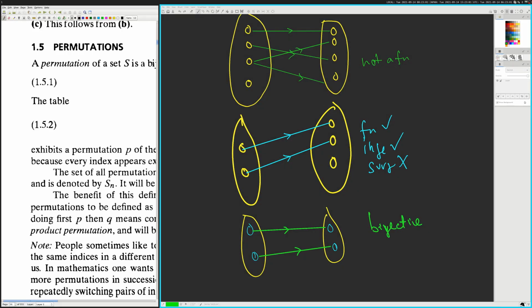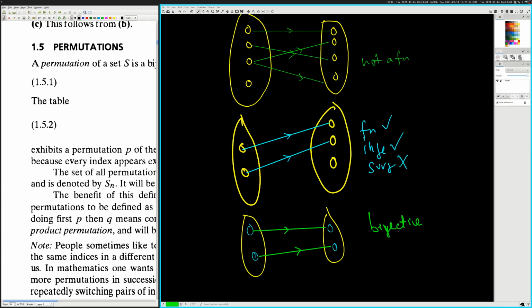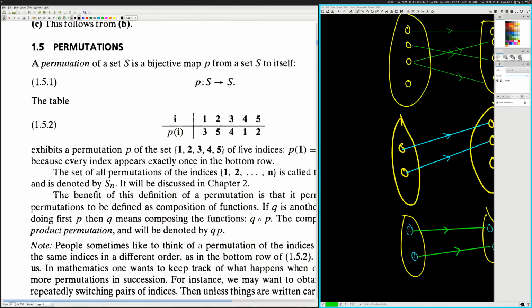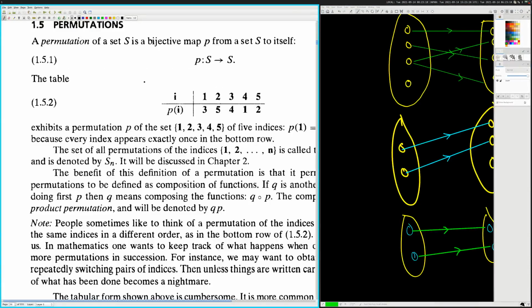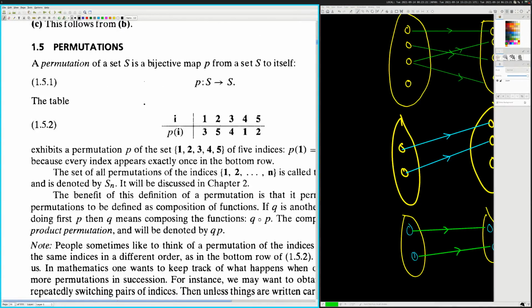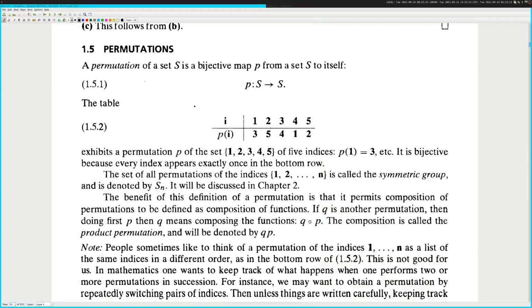Bijective means, in particular, if you talk about a bijective function from a set to itself, it just rearranges things. Those are called permutations, and that's the subject of this chapter, so let's get back to it. A permutation of a set S is a bijective map from a set S to itself. So here, maybe if you drew this as 1, 2, 3, maybe I will draw that.